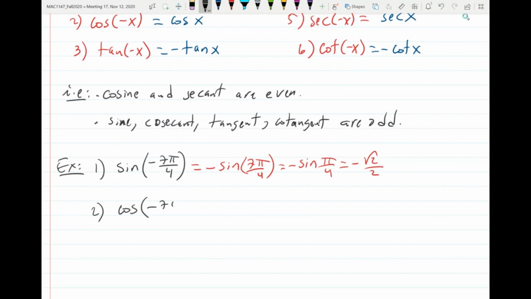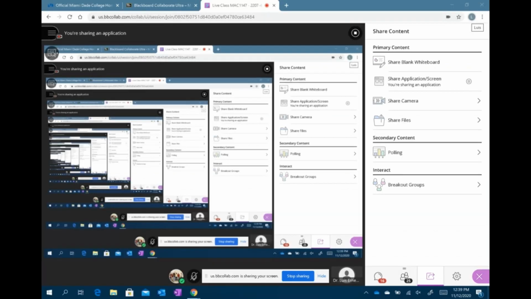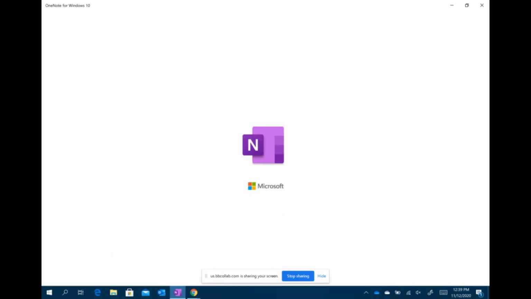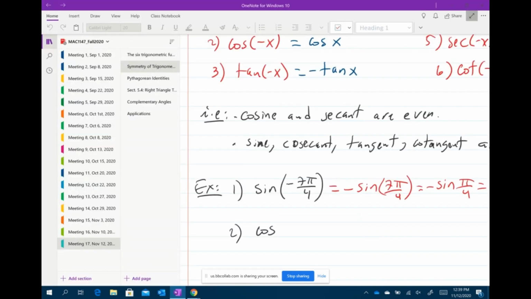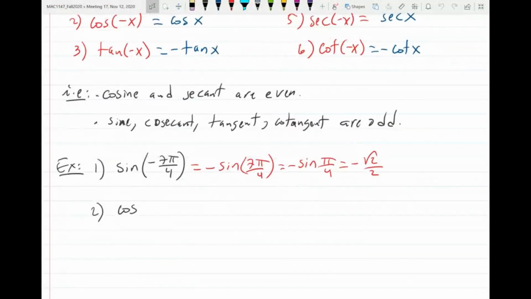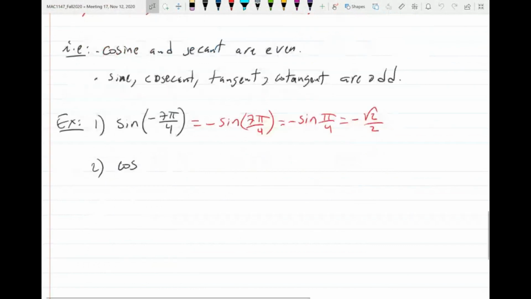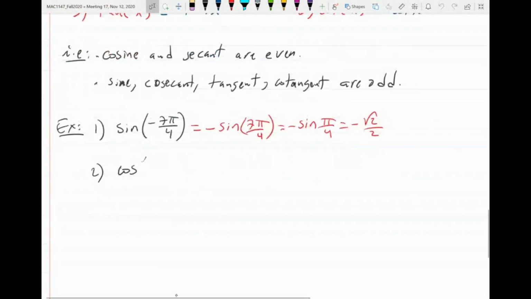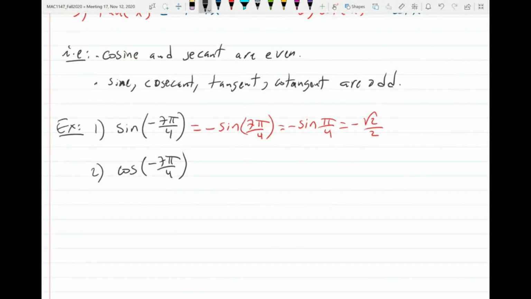Let's wait for this. My tablet is acting weird again. Let's go back. I have to do something with the RAM memory or something. I don't know. When I use it too much like this with OneNote, it kind of starts to slow down, etc., etc.